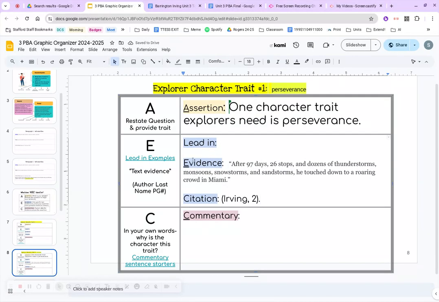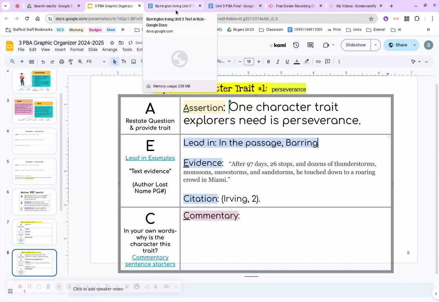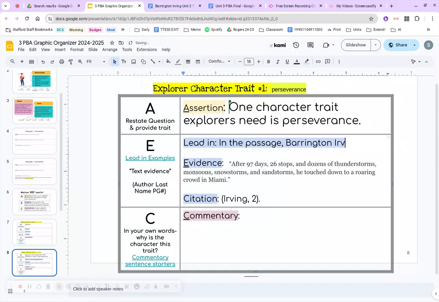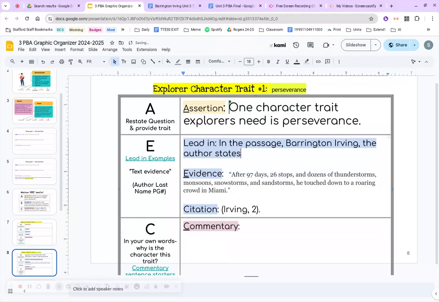Now I need to give a lead-in. There's a link here. You can look at some lead-in examples. I'm going to come up with one from my head. I'm going to say, in the passage, and I'm going to write the name of the passage, Barrington-Irving, the author states he, so there's my lead-in. In the passage, Barrington-Irving, the author states he, and then it will go into my quote. So I'm going to put a comma now.